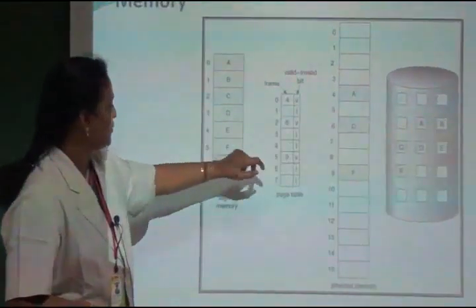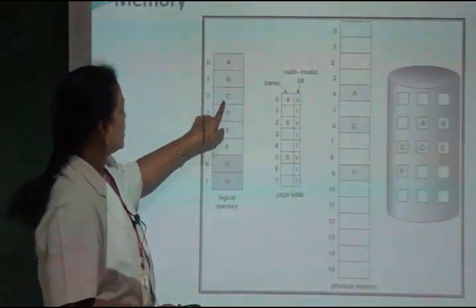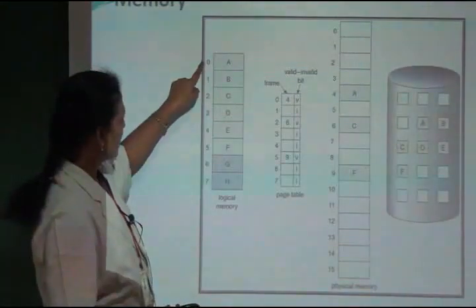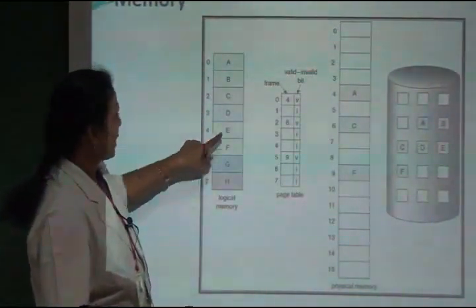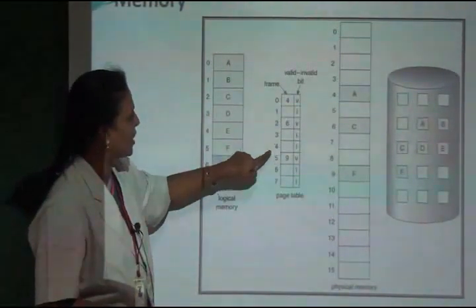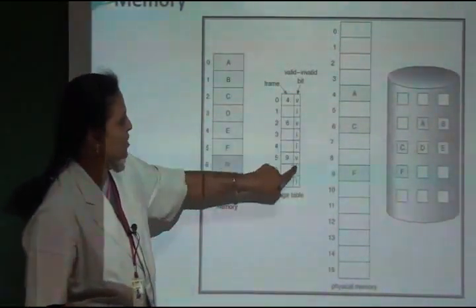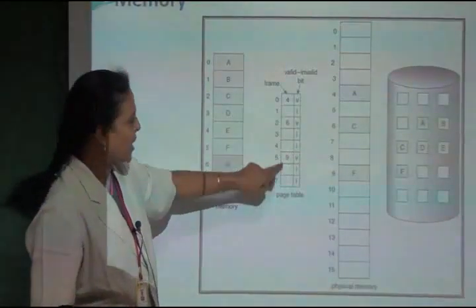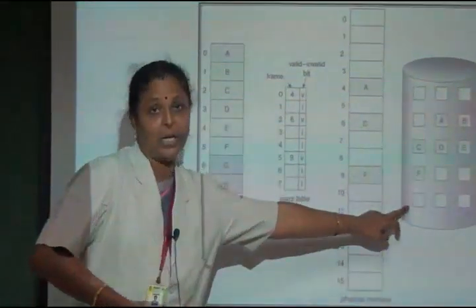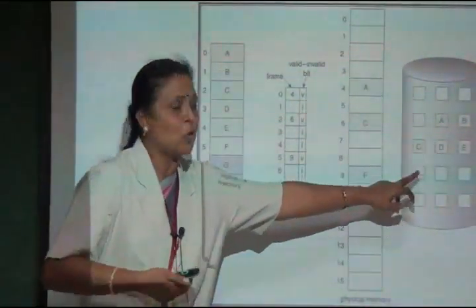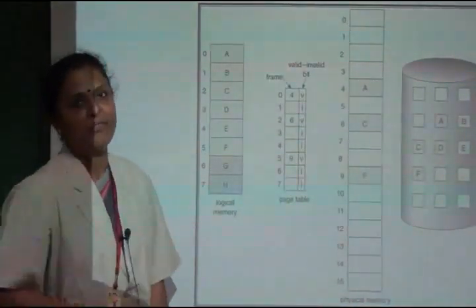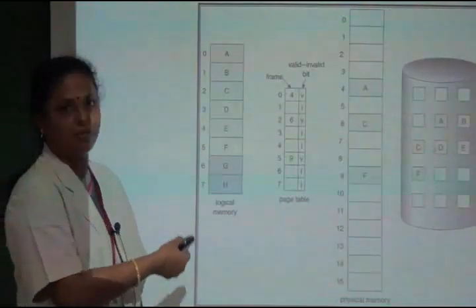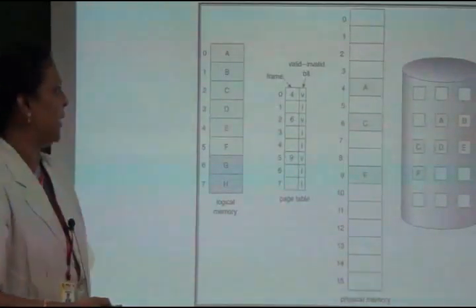So A, C, F, their respective page numbers 0, then 2, and 5. Their respective valid-invalid bit values are set to valid, and the remaining pages are available only in the secondary storage device. So their respective valid-invalid bit is set to invalid. That means that page is not available in physical memory.